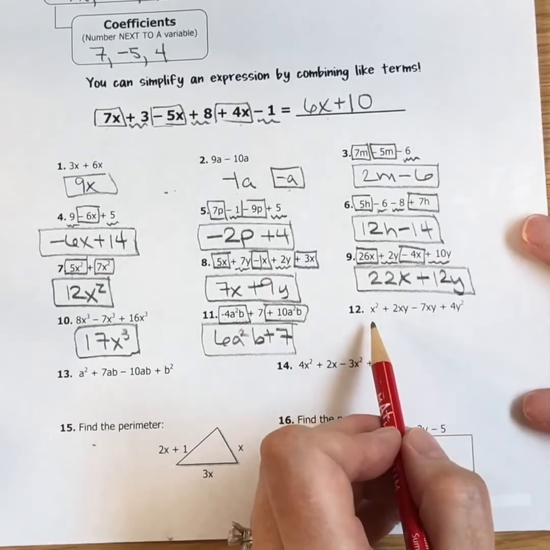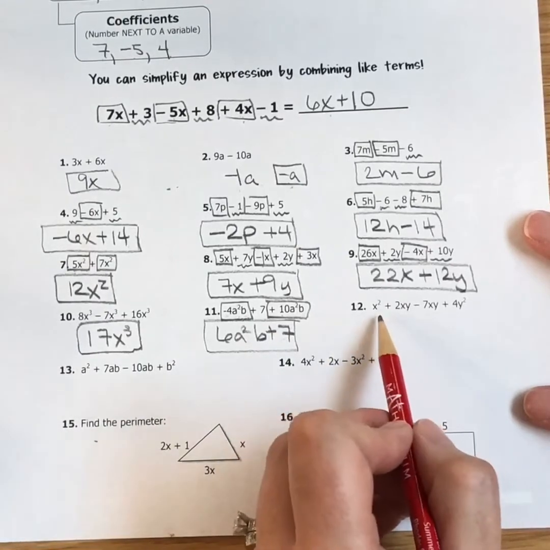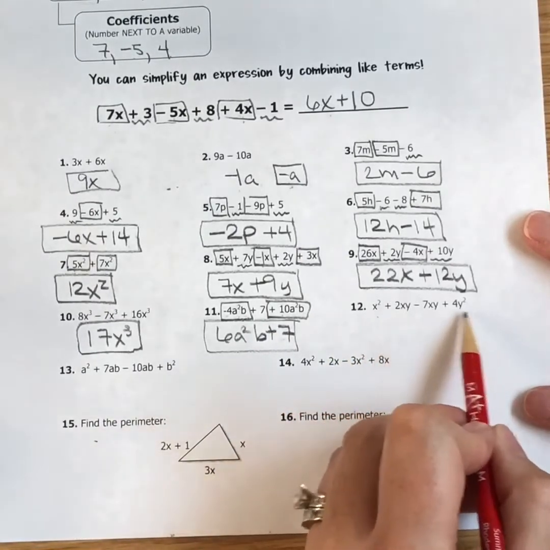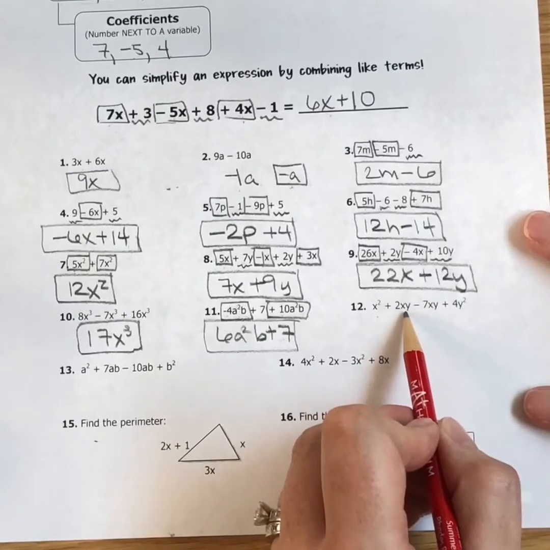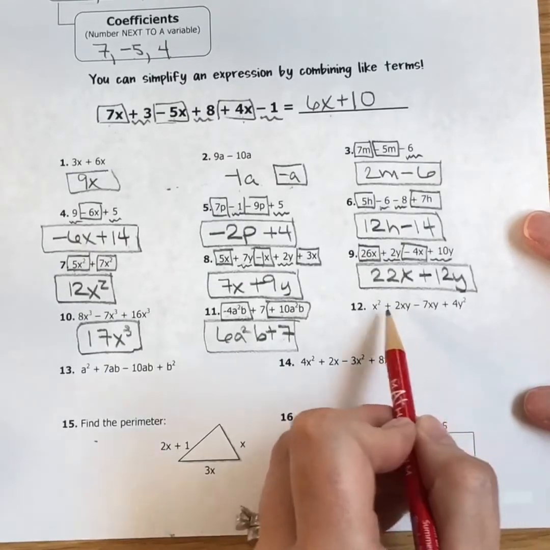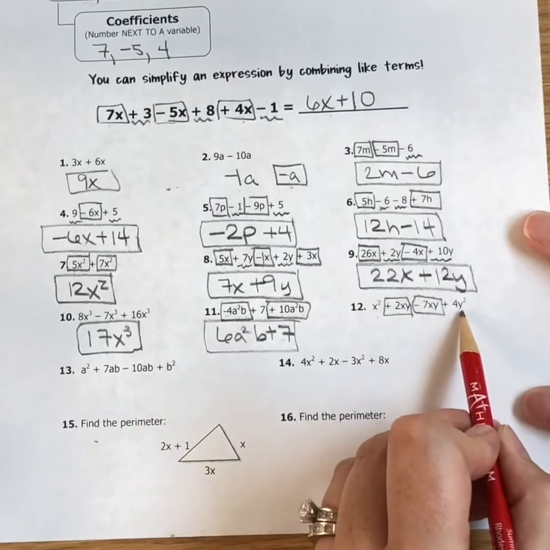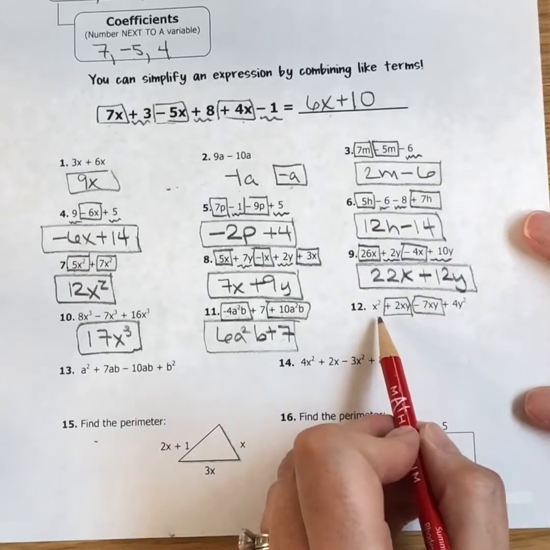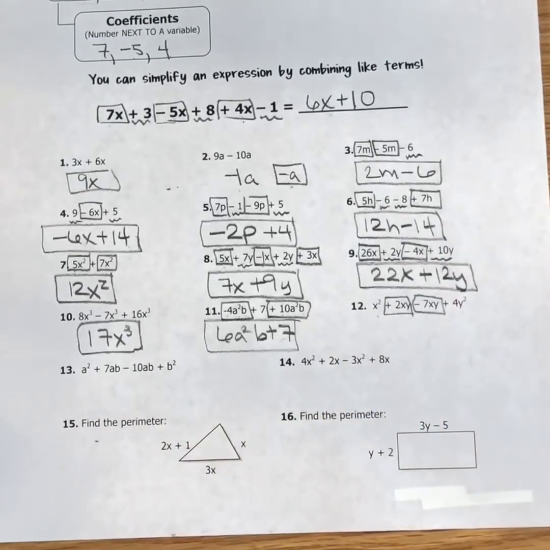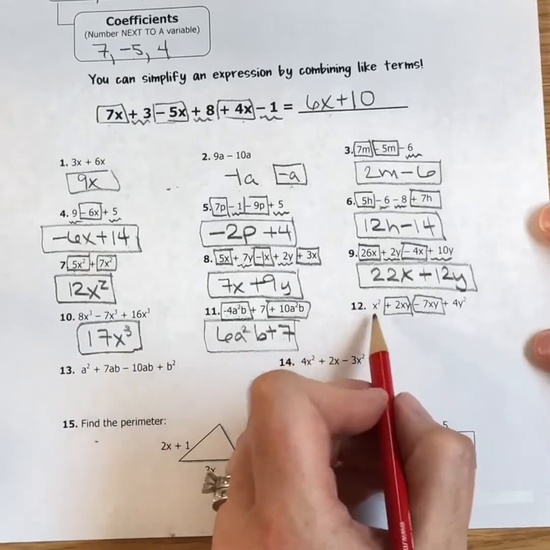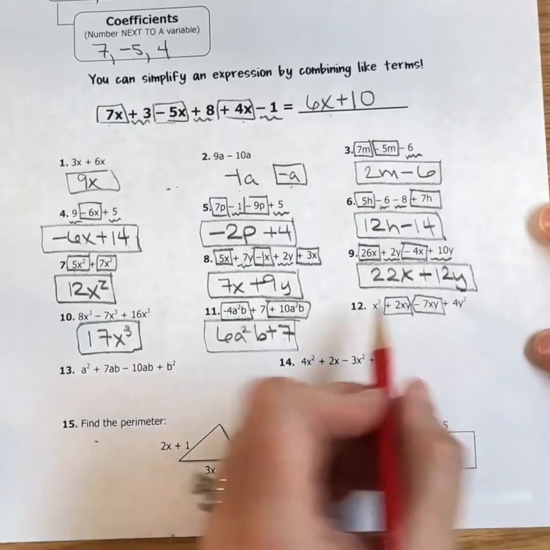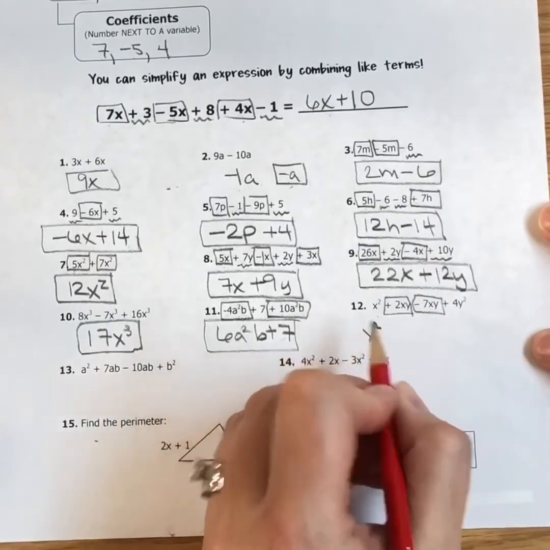So like in number 12, if you look, we have an x squared, but there's no other x squareds. We have a 2xy and a minus 7xy. Well, I can already tell that these are like terms. And then there's a 4y squared, but there's no other y squareds. Now, remember I talked about that descending order? We actually take the highest exponent on the variable that comes first alphabetically, which is x squared. And that's the same thing as 1x squared, but there's nothing to combine it with, so I just write the x squared first.